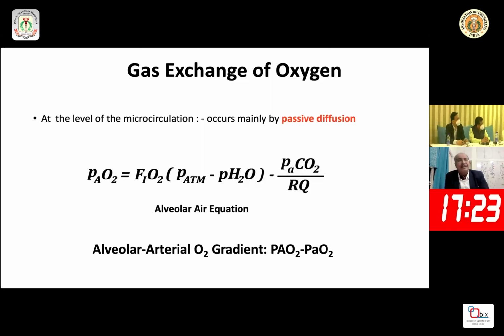When you look at gas exchange, first we look at the alveolar air equation, then we look at the alveolar-arterial gradient, because gas will always move when there is either a pressure difference or a concentration gradient. That's what is happening, and these two things are interrelated. At the end of the day, when it reaches the peripheral level, from the capillaries it goes to the tissues and then to the cell by means of passive diffusion.